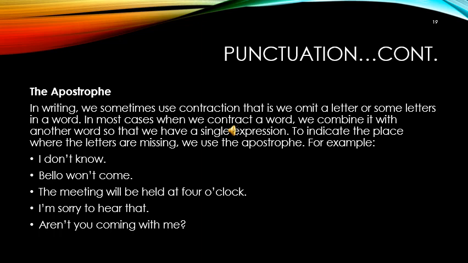In writing, we sometimes use contractions, that is, we omit a letter or some letters in a word. In most cases, when we contract a word, we combine it with another word so that we have a single expression. To indicate the place where the letters are missing, we use the apostrophe. For example: I don't know, or Bello wouldn't come. The meeting will be held at 4 o'clock. I'm sorry to hear that. Aren't you coming with me?